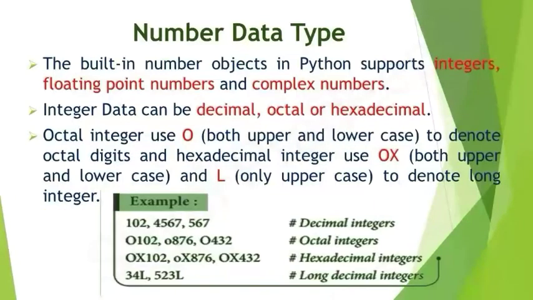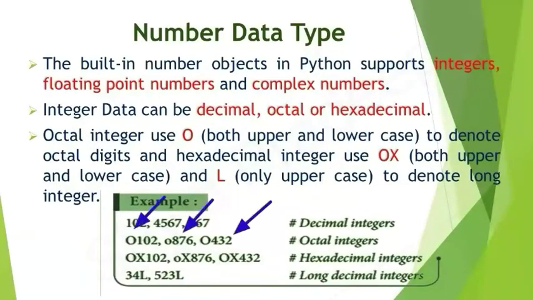First, let us see the number data type. This number data type is used to store numeric values. What are integer values? Numeric values. That means you can store any type of number in this data type. Python supports 3 types of numbers: integer number data type, floating point number data type, and complex number data type. Integer data type means what? It can be decimal numbers, octal numbers, hexadecimal numbers and long decimal numbers. These integers are whole numbers.